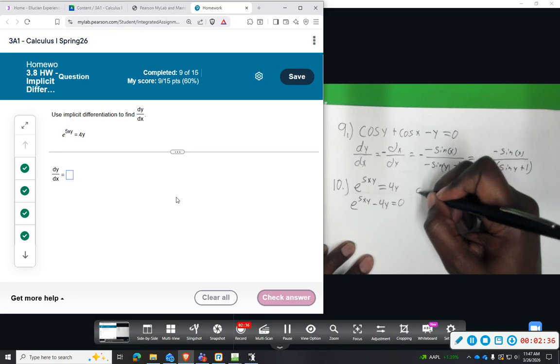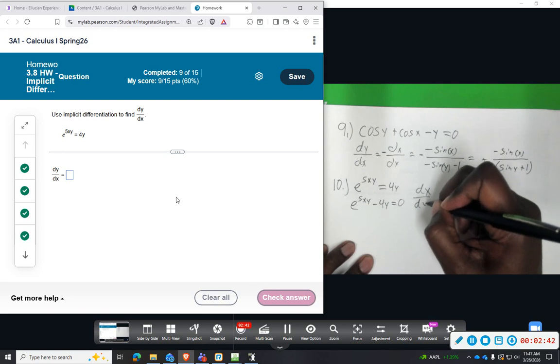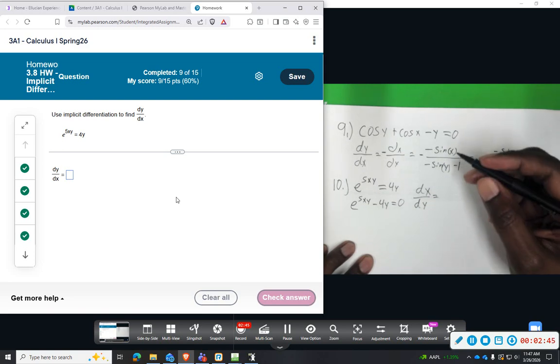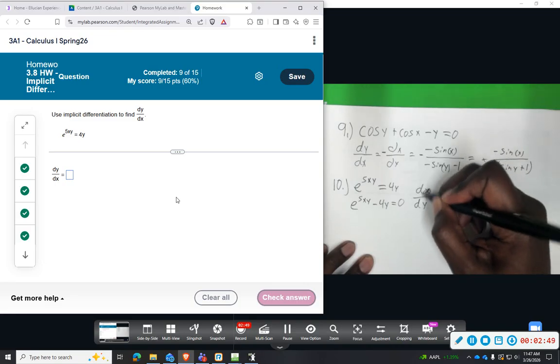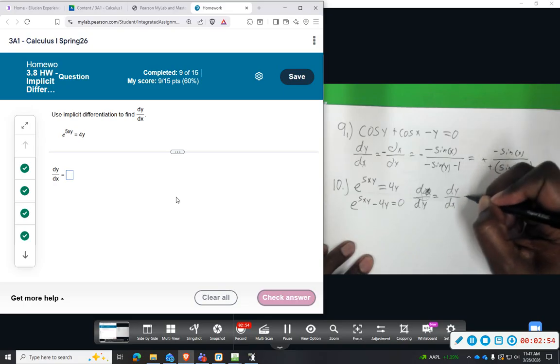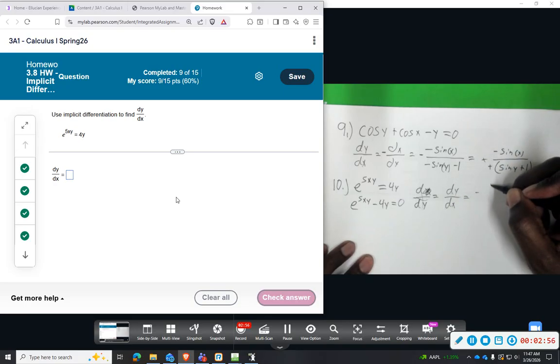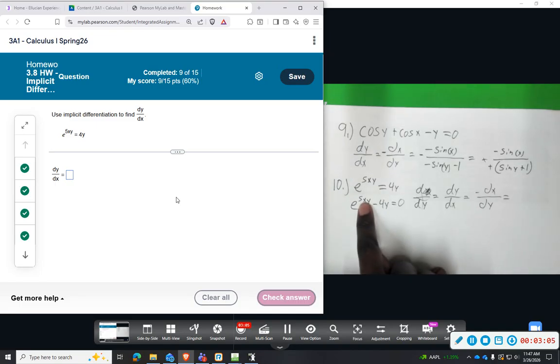We're going to use the partial derivative. dy/dx, sorry, I wrote this backwards. dy/dx is equal to the negative partial of x over partial of y. Doing the derivative with respect to x only.